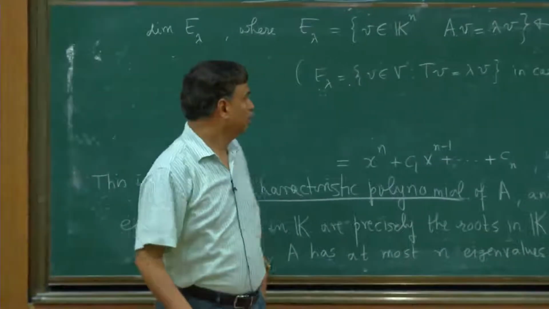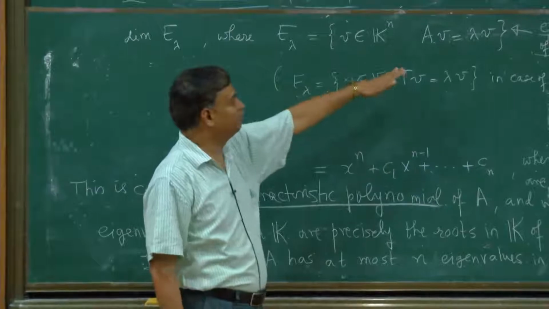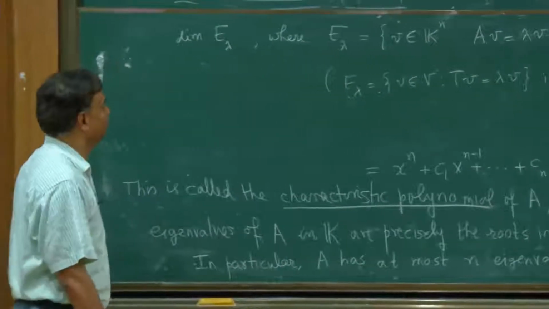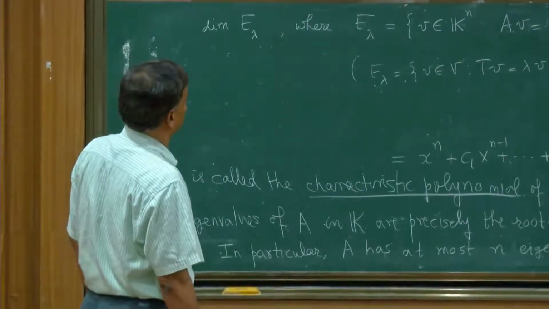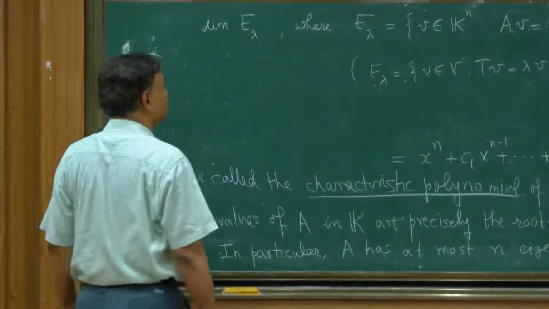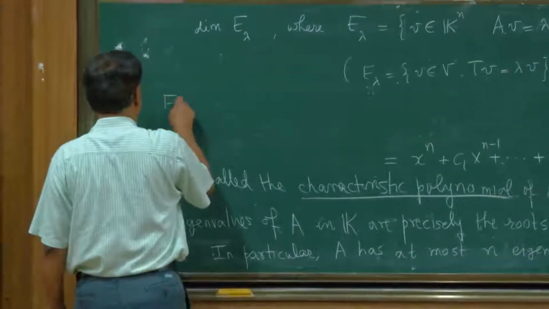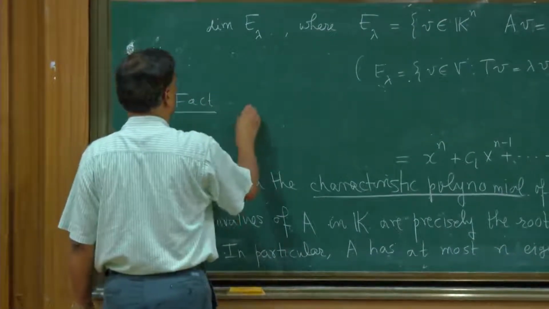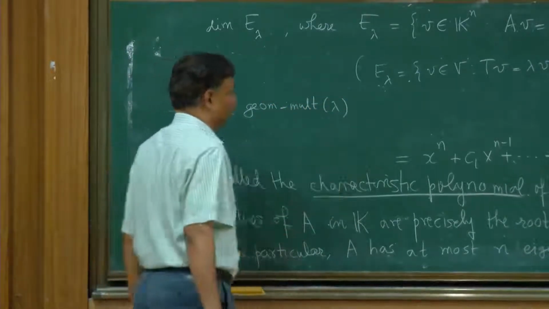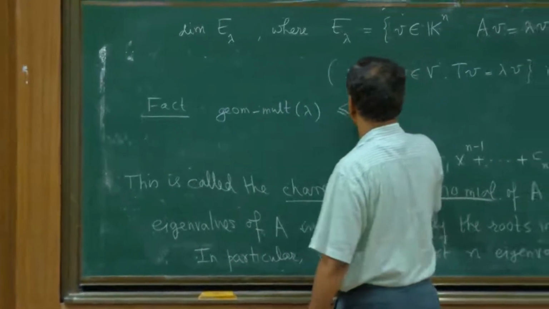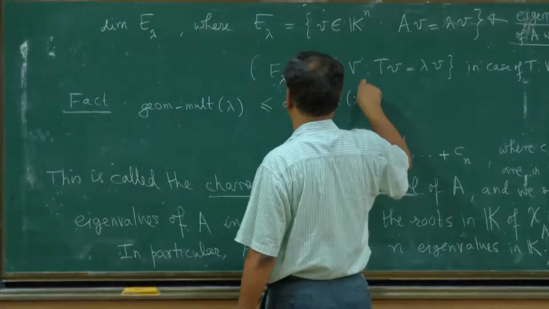It's clear that it's a subspace, because suppose V and V dash are there, then AV plus AV dash will be lambda V plus lambda V dash, and so V plus V dash will also be there, and any scalar multiple of V will be there. So it's a general fact, not at all difficult to prove, that the geometric multiplicity of lambda is less than or equal to the algebraic multiplicity.